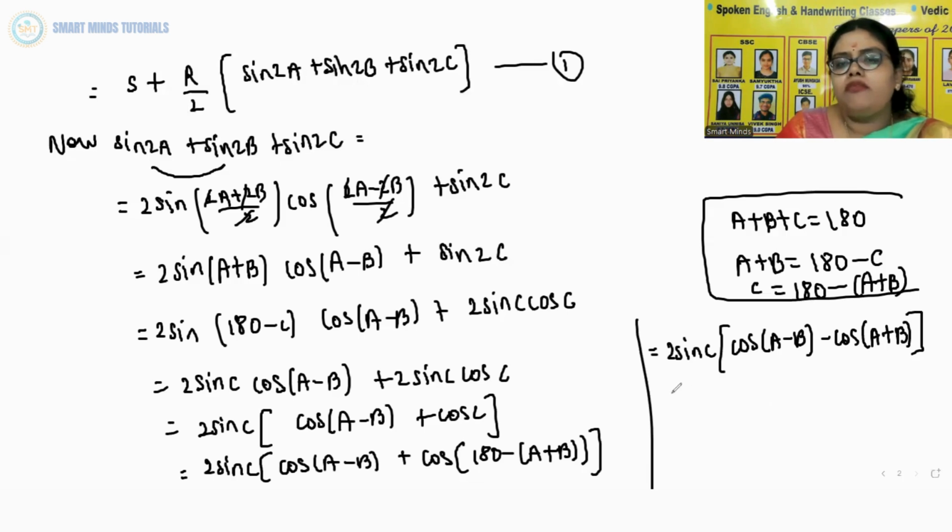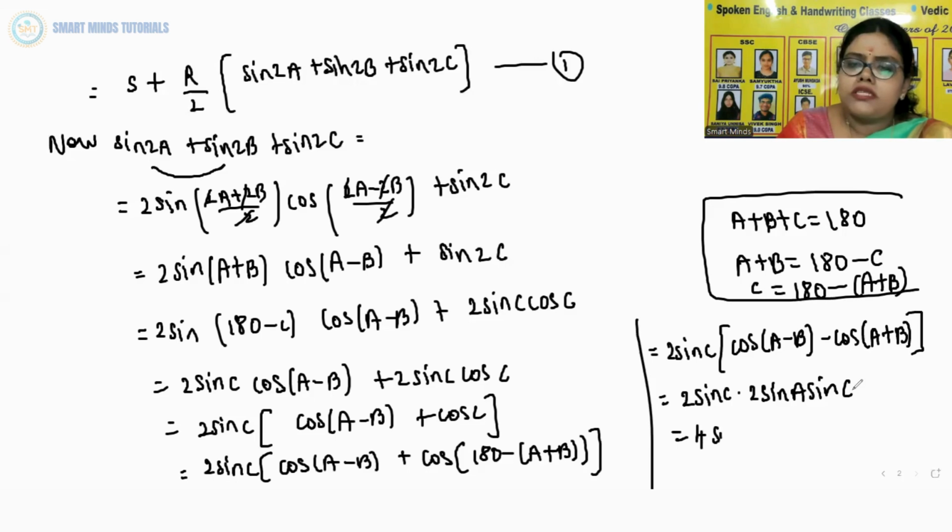Now again we have a formula in trigonometry. Cos (A minus B) minus cos (A plus B) is 2 sin A sin B. This is 2 sin C and this is the formula for 2 sin A sin B. Now 2 into 2 is 4. So this is 4 sin A sin B sin C. Now this value we have to substitute in equation number 1. So let's see how we get it.